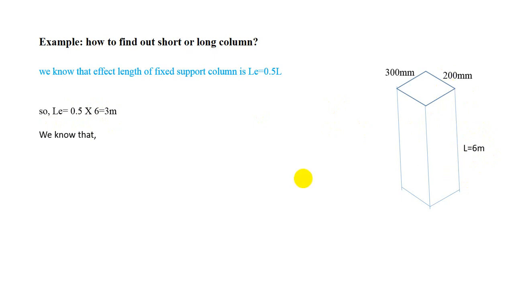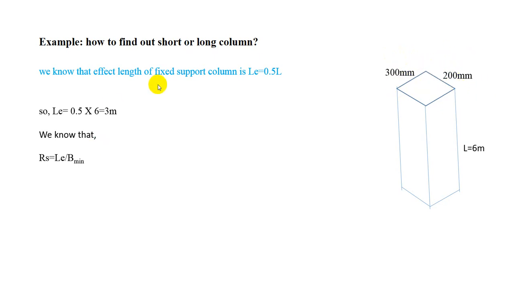After that, we know that RS equal to LE divided by B minimum. What is LE? LE means the effective length. RS here I have denoted as the slenderness ratio. Slenderness ratio equal to LE divided by B minimum. What is B minimum? We are seeing here one value of 300 millimeters and another value of 200 millimeters. I mean this side dimension is 300 millimeters and this side dimension is 200 millimeters.